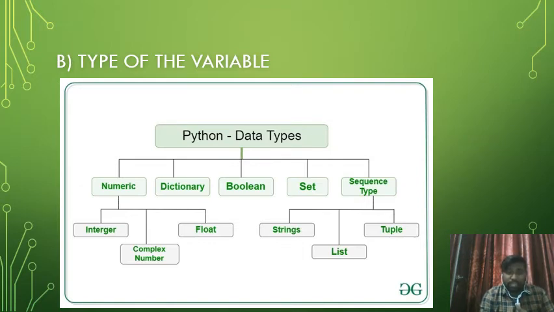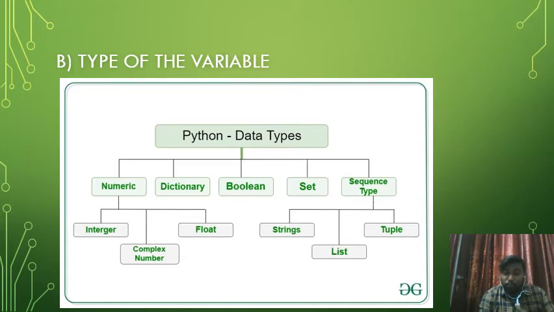A variable has different types. It can be any data type. Those are numeric, dictionary, boolean, set, and sequence types. These are the basic ones, and the most commonly used data types are integer, float and complex number, and another set is strings, tuple and list. These are the different data types which we are going to learn in upcoming classes.